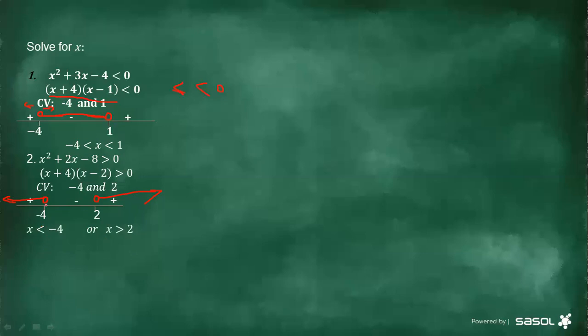Why is x less than -4? Because if you move from -4 to the left-hand side, you are going to have -5, -6, -7. Those numbers are less than -4, and they are represented by x, so x is less than -4. And then at 2, you go to the right, you get 3, 4, 5. Those numbers are greater than 2, and hence x is greater than 2. That's how you should answer the inequality.